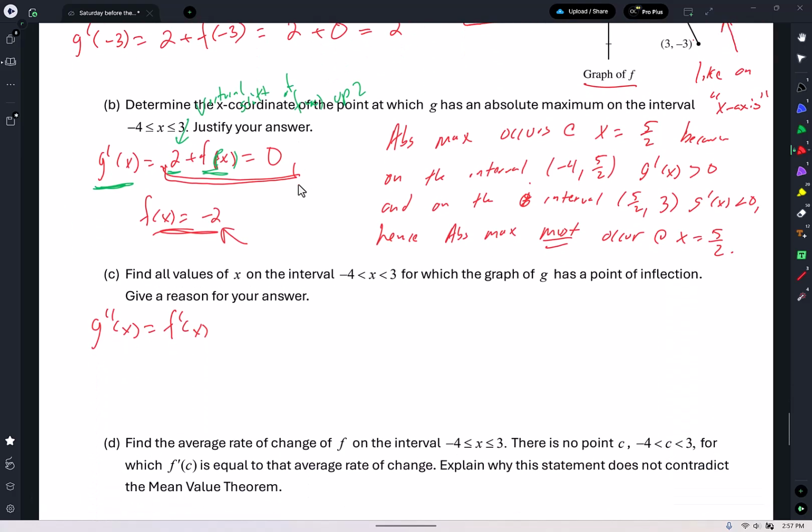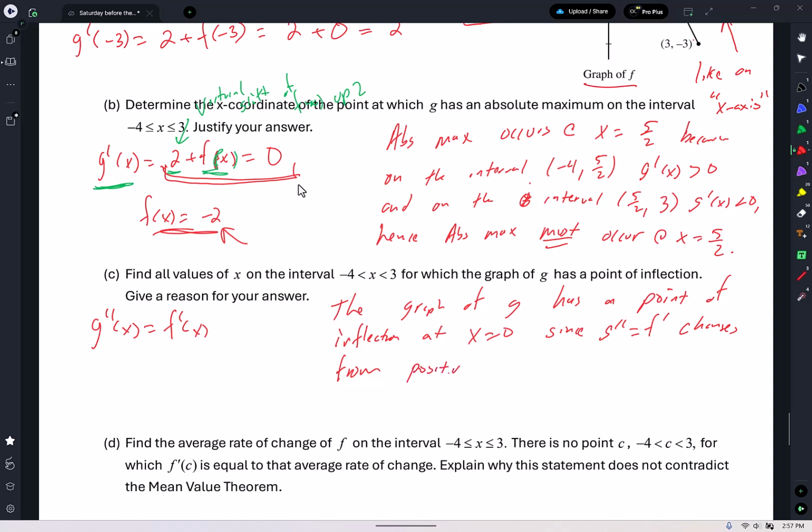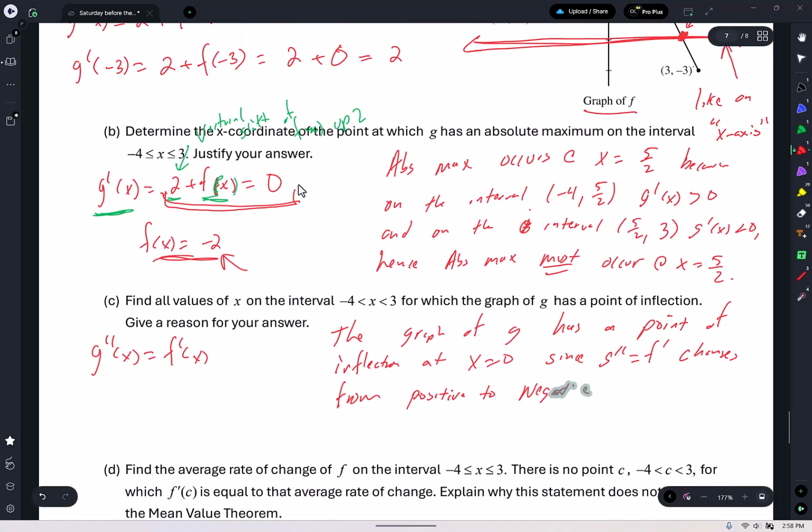So I'm going to write the graph of g has a point of inflection at x equals 0, since g prime prime, which equals f prime, changes from positive to negative. Oh, hold on, it just stopped. Oh, there it is. It was just behind. From positive to negative at x equals 0.